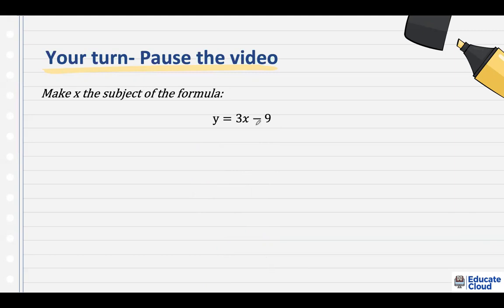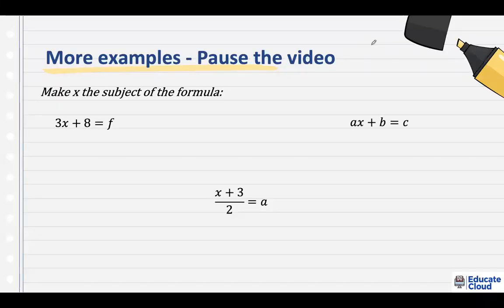So here it's a minus 9, you're going to add 9 on both sides, slowly undo everything. You'll get y plus 9 equals 3x. And then you're going to divide both sides by 3 to get the x by itself. And so we get x equals 3 divided by 3, it's just 1. So 1x, or x equals y plus 9 all over 3. So that is the answer, that you've made x the subject of this formula.